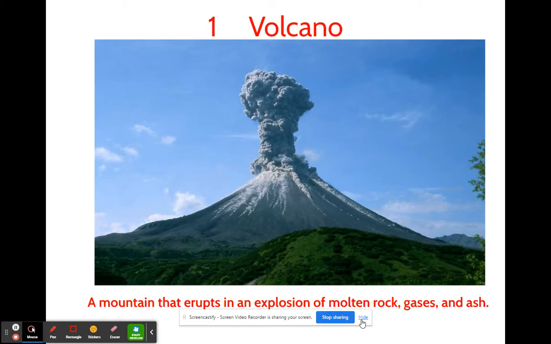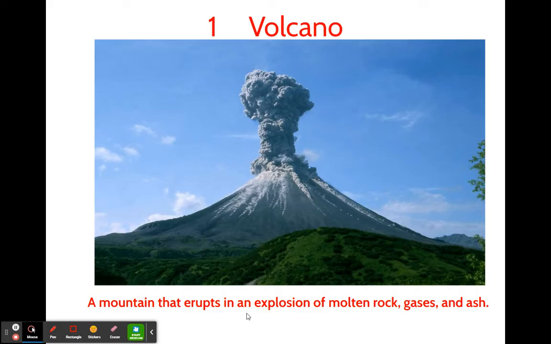So we will get into a little bit of that in a second here, but first and foremost, make sure you have your note sheet up, you're ready to go, and that you can follow along. Remember, you can pause whenever you need to make this work for you. So we'll start off with one that we probably all know, and that is a volcano. A volcano is a mountain that erupts in an explosion of molten rock, gases, and ash.